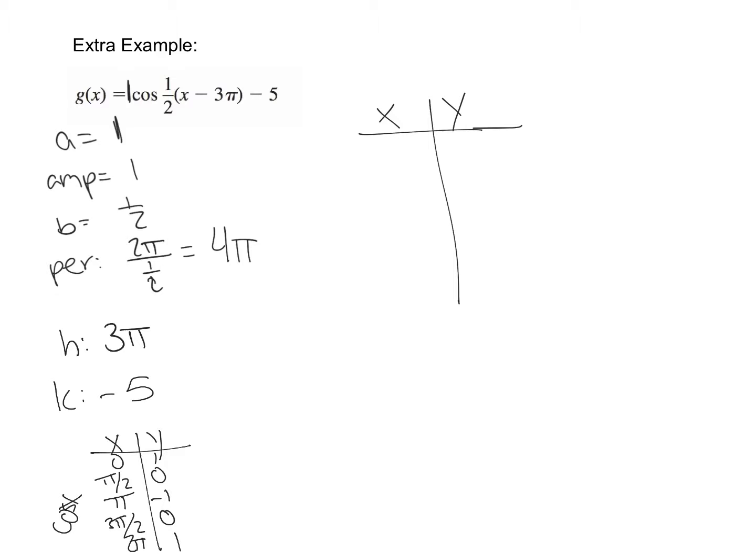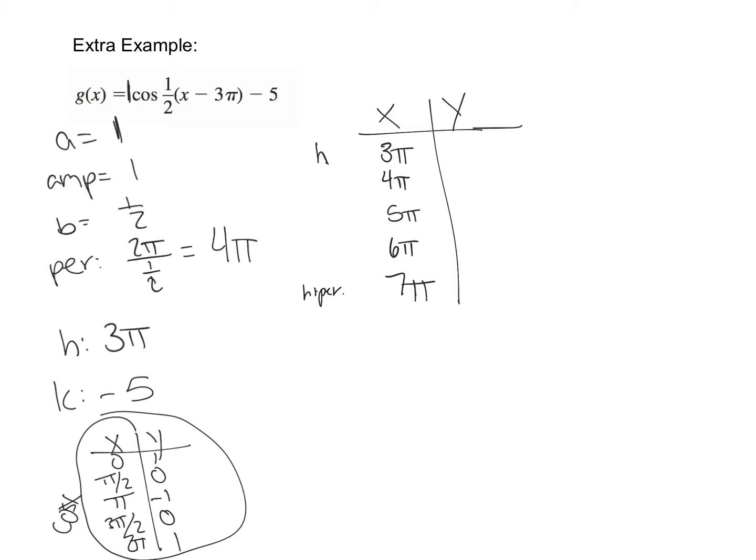Our first point is h, so that's 3 pi. And our fifth point is h plus period, which is 7 pi. Cut that in half, 5 pi's in the middle, 4 pi, and then 6 pi. And there they are. You can see that they're all equally spaced. Just a reminder, they have to be equally spaced apart in order for this to follow, because these are equally spaced apart in the original.